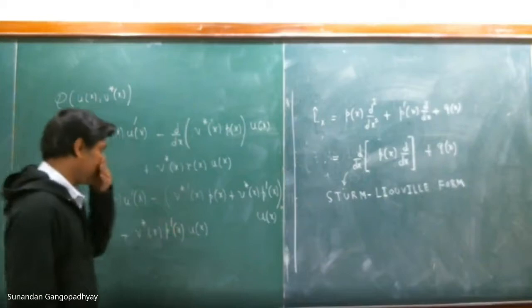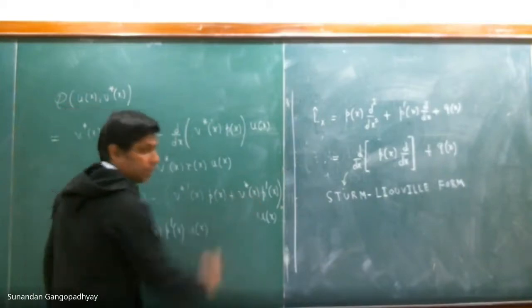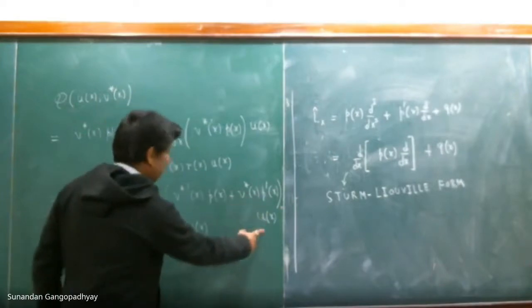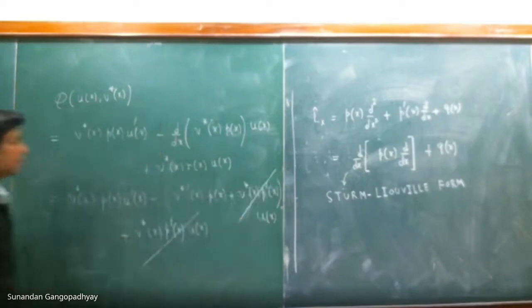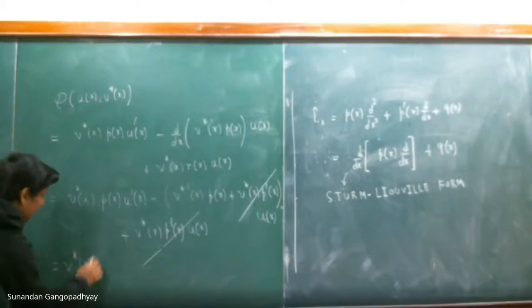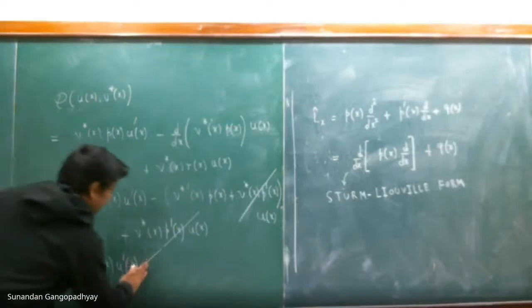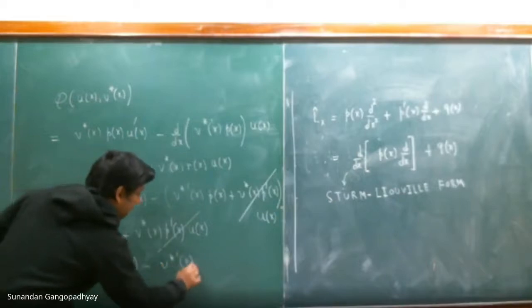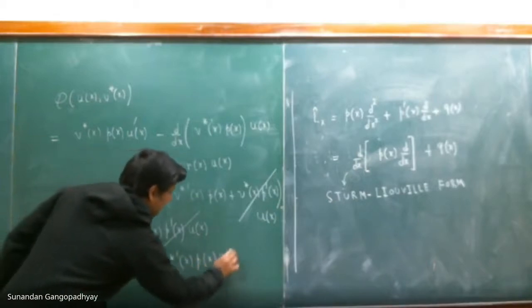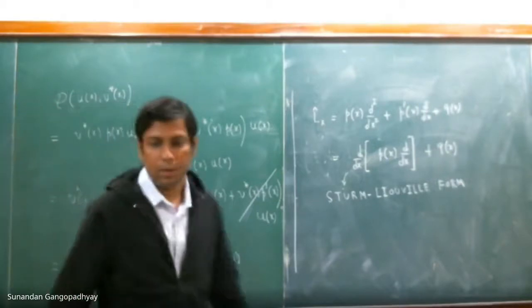So now you can see that this term and the second term in this bracket, because this gets multiplied by U of x, and there is a minus sign, cancel, and therefore we get V star x, P of x, U prime of x, minus V star prime. Okay, so this is the form of the function Q, and therefore what will be the boundary condition?